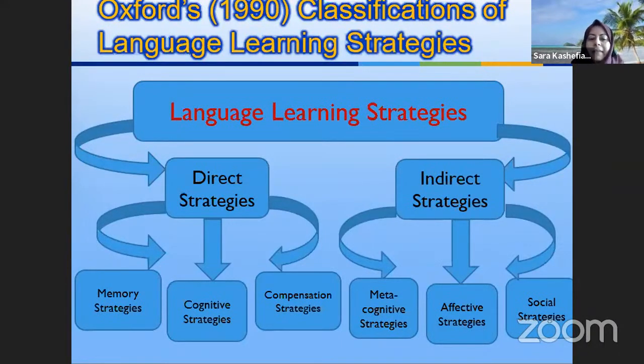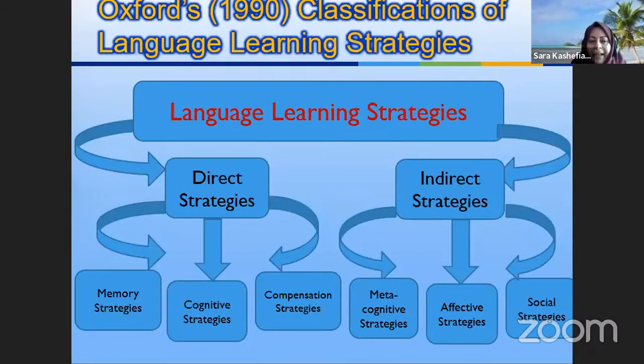Learning strategies can be divided into two types: direct learning strategies and indirect learning strategies, as you can see in this slide. Direct learning strategies directly involve the target language, while indirect learning strategies pave the way for language learners without actually directly involving the target language. Different researchers have classified language learning strategies into different categories. Among some of the more common categories include cognitive, metacognitive, communicative, and socio-affective.